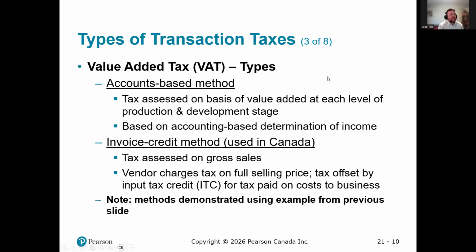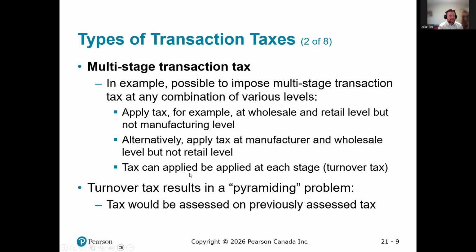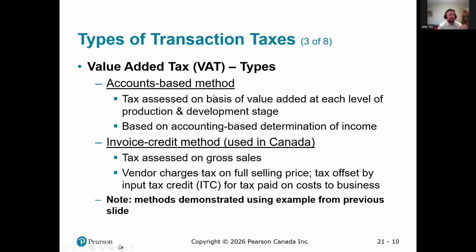So we usually use a process of value added tax. Value added tax says, well, instead of applying a tax for the entire price portion to try and stave off that pyramiding problem, what if we only apply tax to the change in value between when, say, the wholesaler purchased it and when they sold it along?